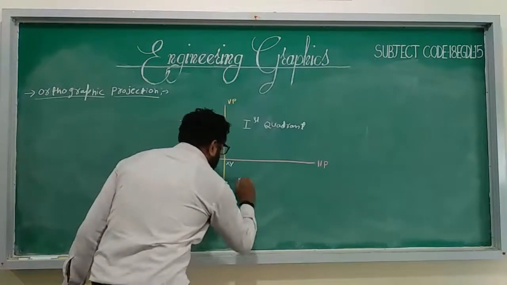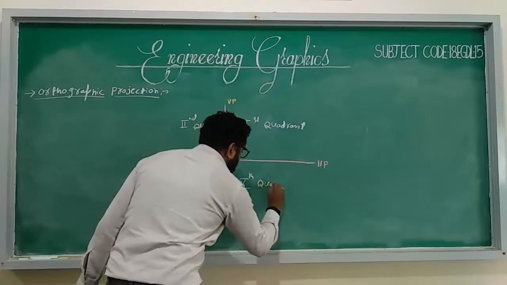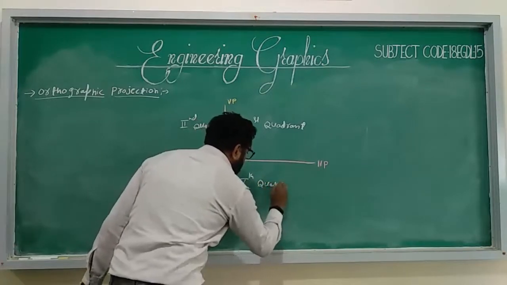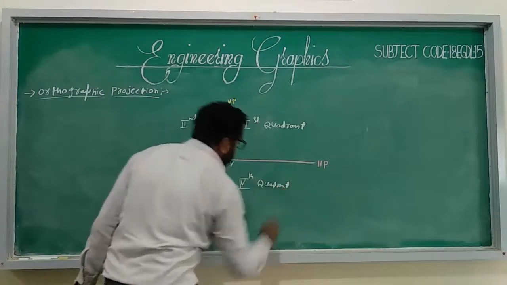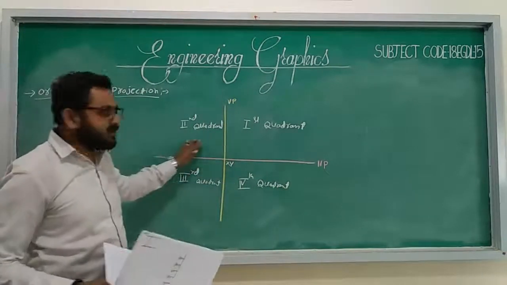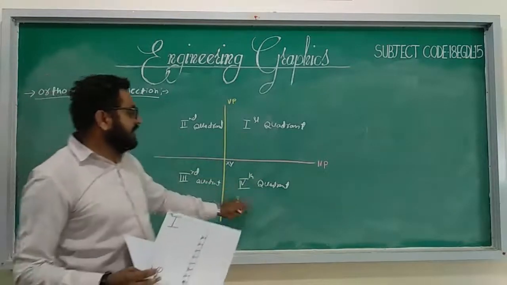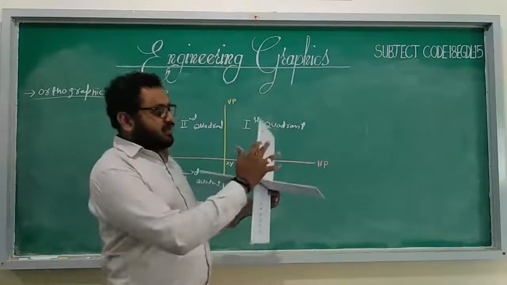And last, fourth quadrant. Okay. So like this, we'll make a four compartment or four chambers. You can see there's the first quadrant, second quadrant, third quadrant, and fourth quadrant. So now how will it look?